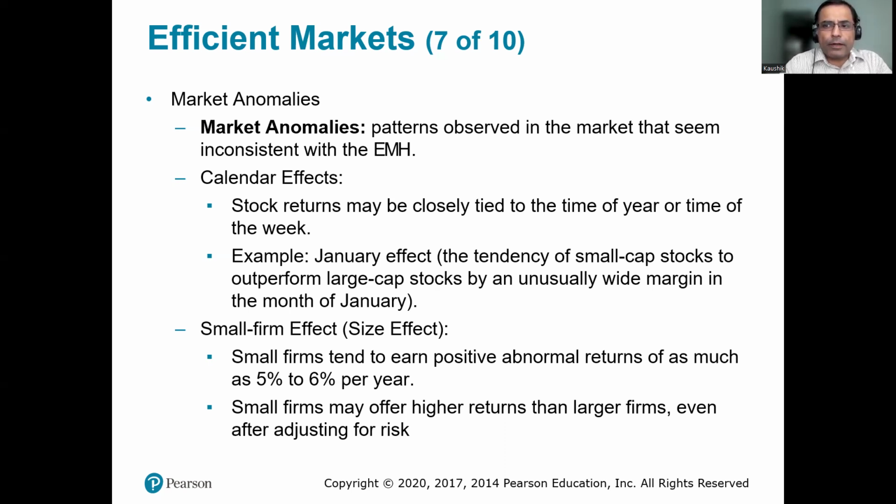Another market anomaly is the small firm effect. In this case, we see that small firms tend to earn positive abnormal returns. And this abnormal high return is present even after adjusting their expected returns for the high amount of risk. And this is seen in different markets, not only in the US stock markets.